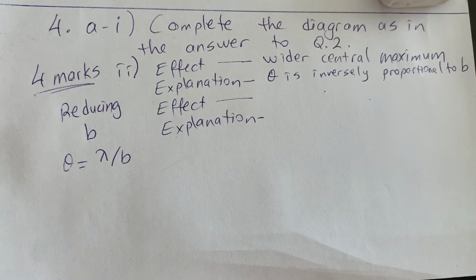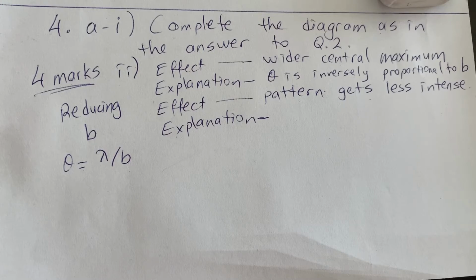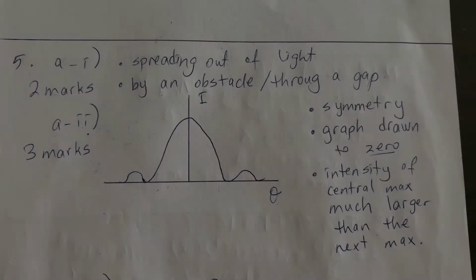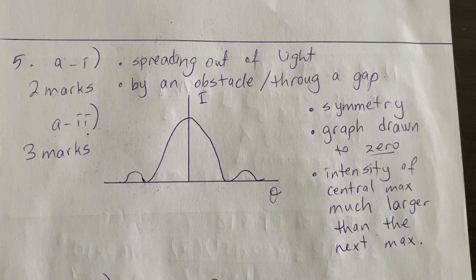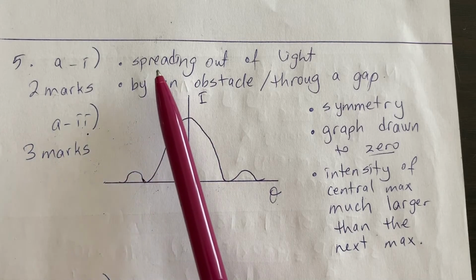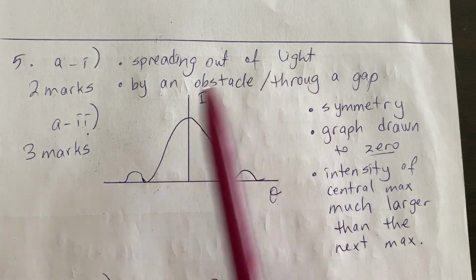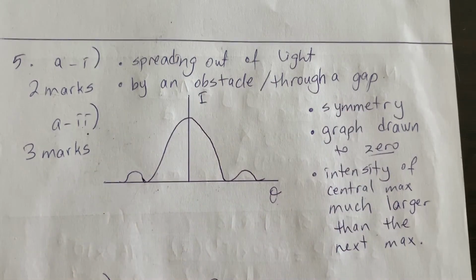The second effect that would be seen on the screen will be that the pattern will get dimmer, in other words, less intense. There is larger energy incident on the screen when the single slit is wider. So the first part asks us to describe what is meant by diffraction of light. This is a 2-mark question. You need to say that diffraction means spreading out of light by an obstacle or through a gap. Either one of these would work.